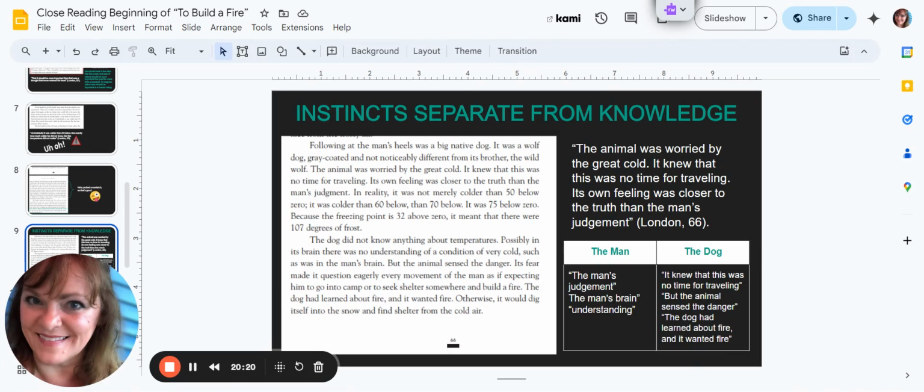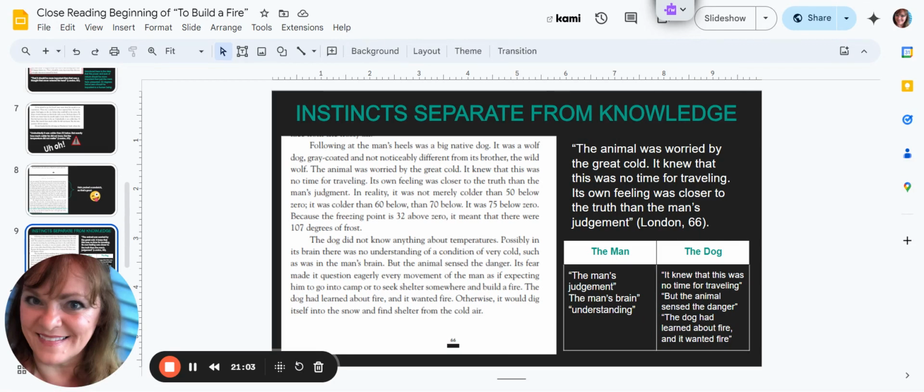So the dog's instincts actually make more sense, right? The dog had learned about fire and it wanted fire. Otherwise, it would dig itself into the snow and find shelter from the cold air. So here's this idea that the dog's instincts make more sense than the man's understanding of cold, right? And so again, I made a note. I made an in-text citation here. The animal was worried by the great cold. It knew that this was no time for traveling. Its own feeling was closer to the truth than the man's judgment. And so I made note of that.